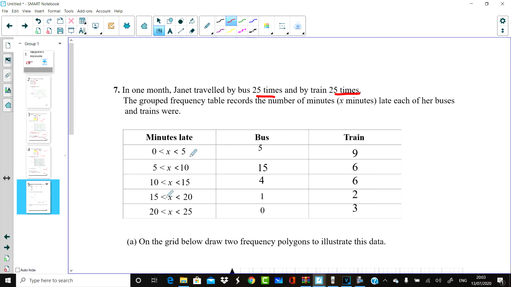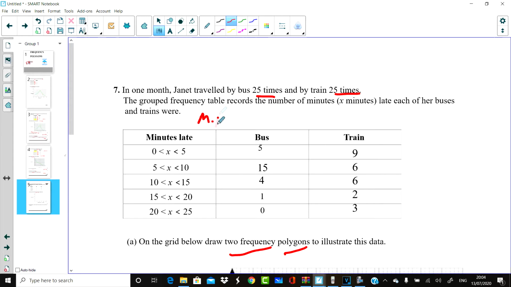So on this side, we have the class intervals for each time. Then we have the frequency for the bus and the frequency for the train. Part A says on the grid, draw 2 frequency polygons. So nothing much has changed. The only difference is we have to draw 2 on one graph. So again, we're not going to plot this. We're going to write our midpoints and then plot one for bus and plot another one for train.